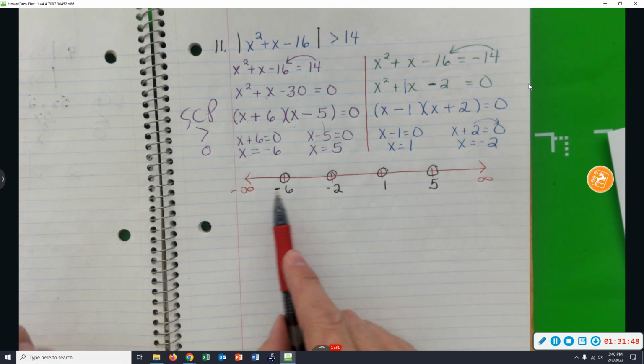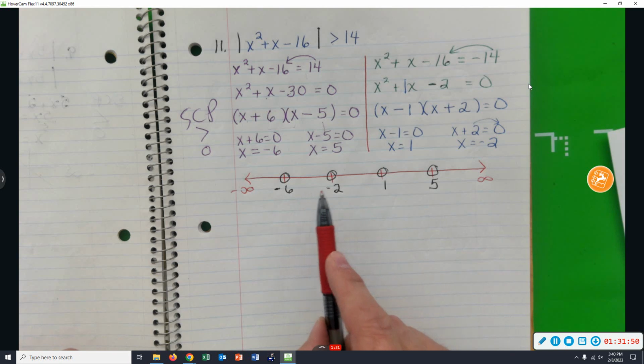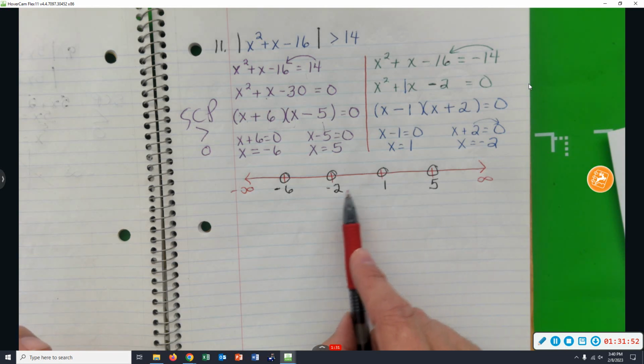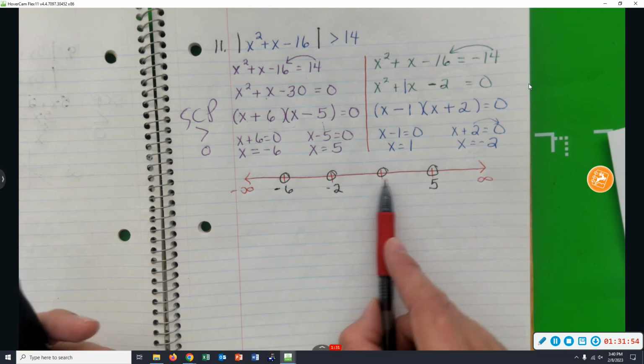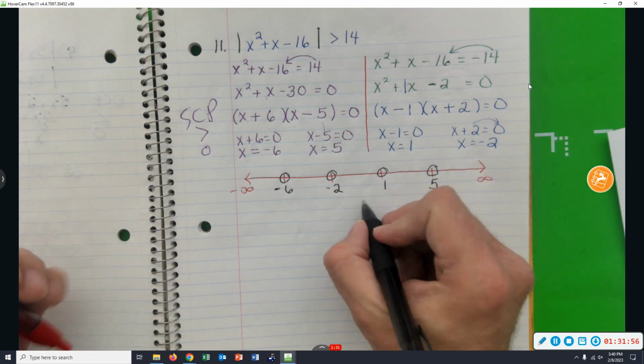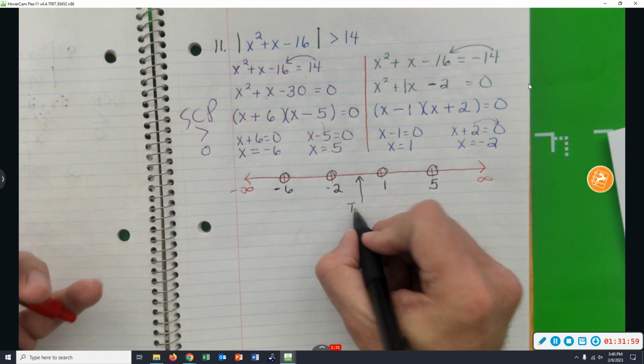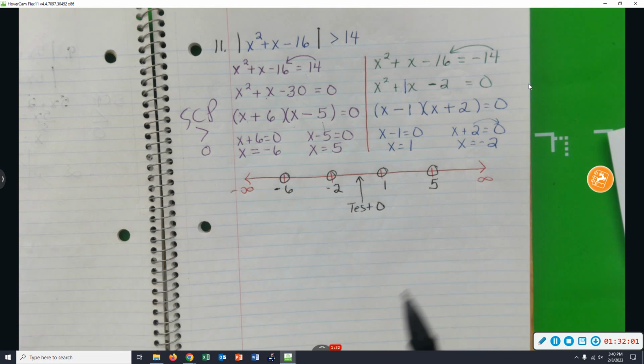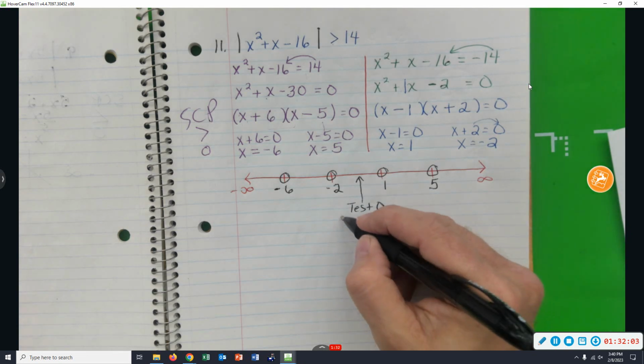Let's see. 1, 2, where's 0? In the third one, it's between the negative and positive. So I'm going to say test 0. Now this one gets a little tricky.